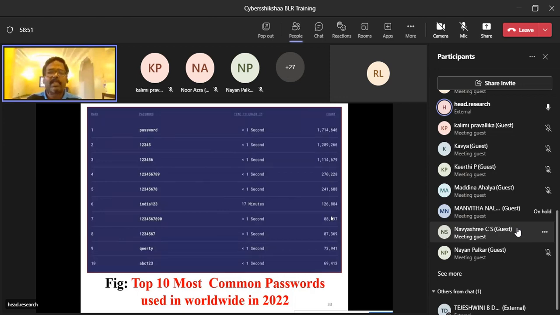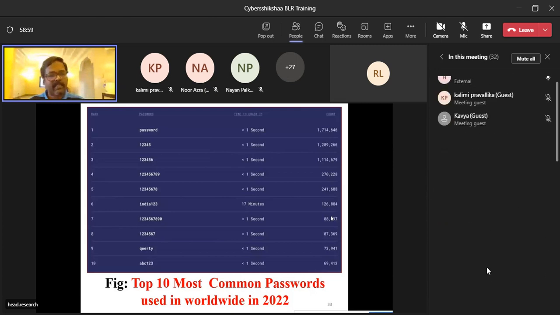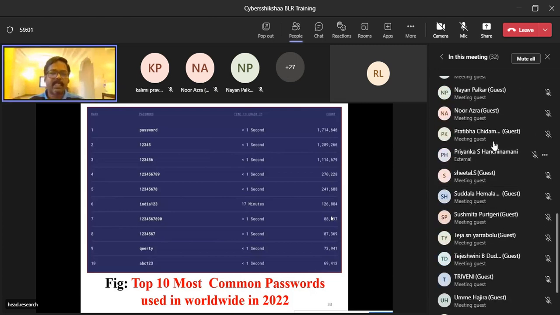12,89,266 people are keeping their password as 123456. Like that: 12345678, 789, India123, world123, 1234567890, ABC123. Very simple passwords. Anytime, anywhere, don't keep such simple passwords. Everybody can break them very easily.